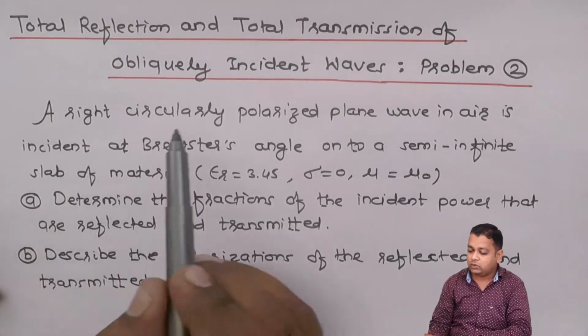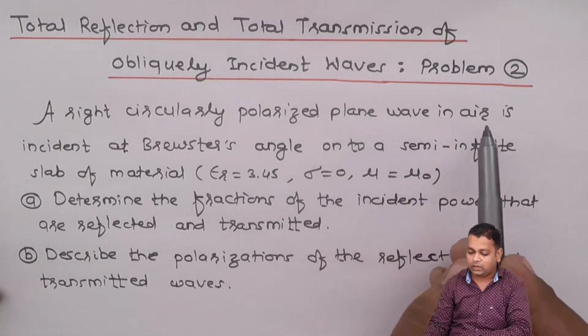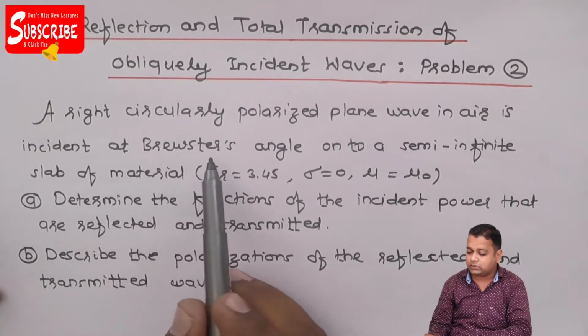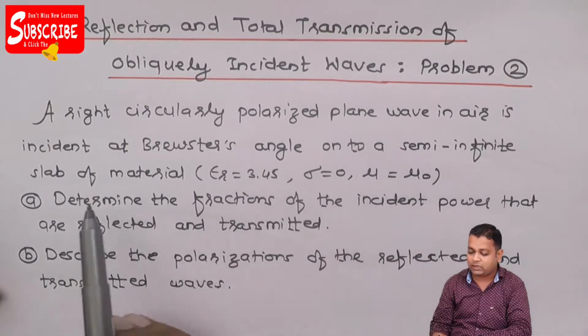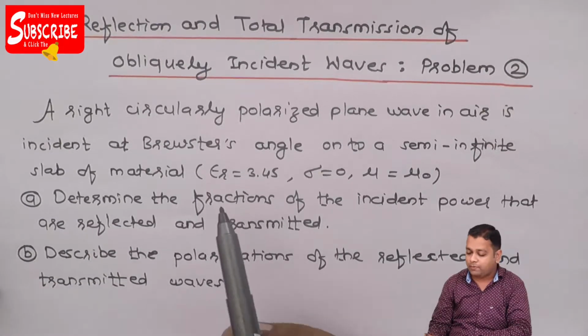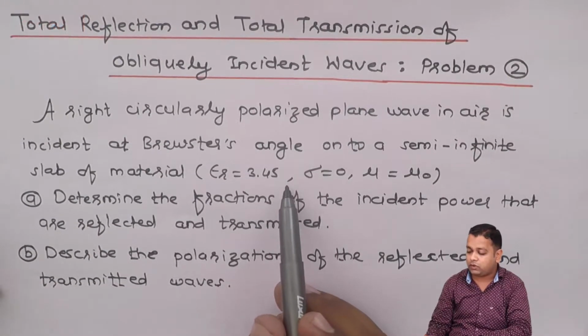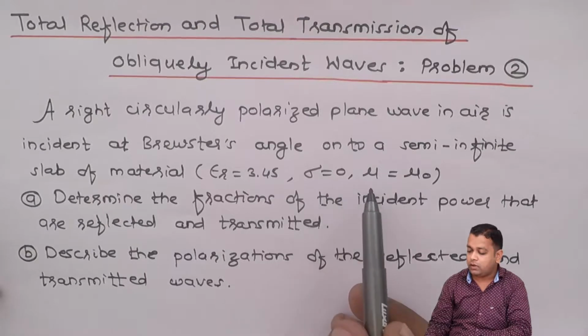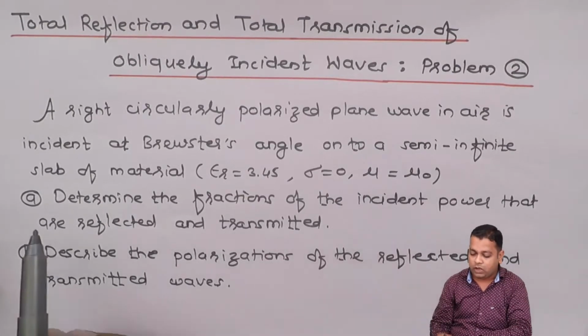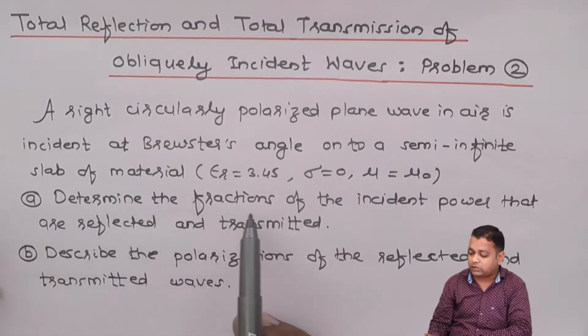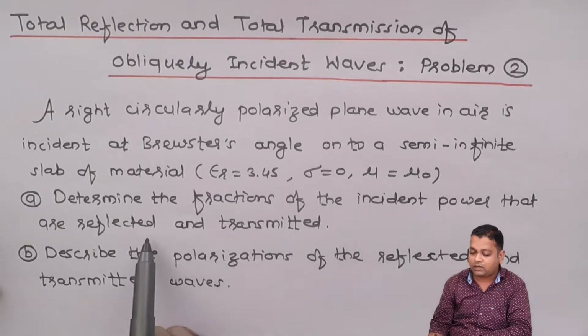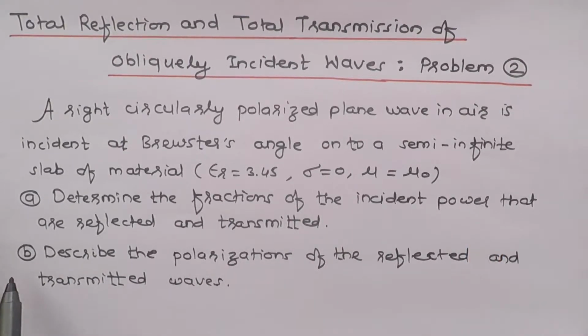A right circularly polarized plane wave in air is incident at Brewster's angle on a semi-infinite slab of material having epsilon r equal to 3.45, sigma equal to 0, mu equal to mu 0. We have two parts. In part A, determine the fractions of the incident power that are reflected and transmitted, and in part B, describe the polarizations of the reflected and transmitted waves.